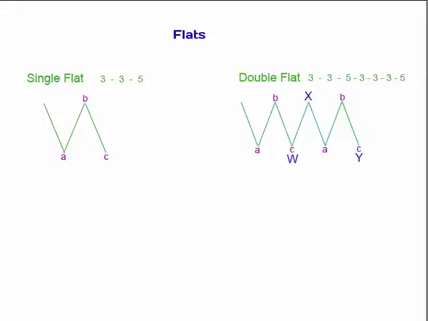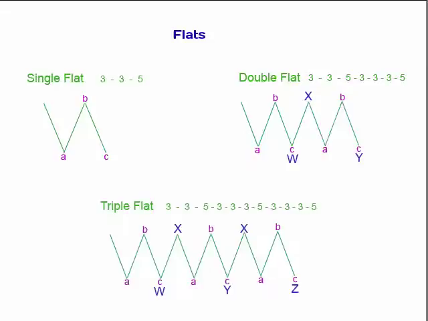Flats can also copy themselves into multiples. So we can have a single flat, either a running flat, a regular flat, or an expanded flat. It can double itself to be a double flat, and then the first structure in the double, a flat correction, subdivides 3, 3, 5. The first and second of the double are joined by a simple 3 in the opposite direction labelled X, and the second flat in the double also subdivides 3, 3, 5.